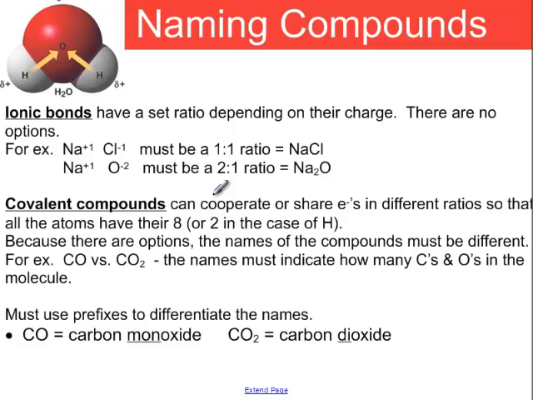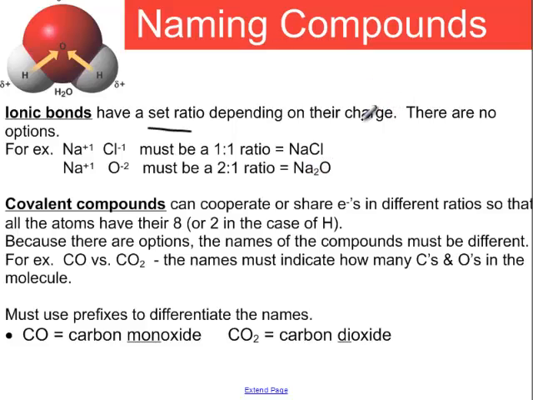So, naming compounds. Remember earlier we said if it doesn't have a prefix, then it's ionic. If it has a prefix, then it's covalent. So let's start off with ionic. Ionics have a set ratio depending on their charge, so you really don't need prefixes to give you a clue about what the formula is. We wouldn't call this sodium monochloride. We wouldn't call this disodium oxide. This is just sodium chloride and sodium oxide.